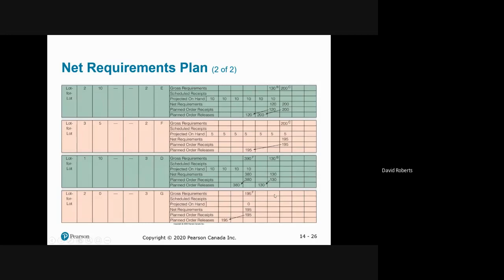And here's the rest of them. All right. And I'll show you how to do this on the software. Unfortunately, all of them are lot for lot, but I'll show you some examples, even if I modify the examples out of the book. So it's not all lot for lot.